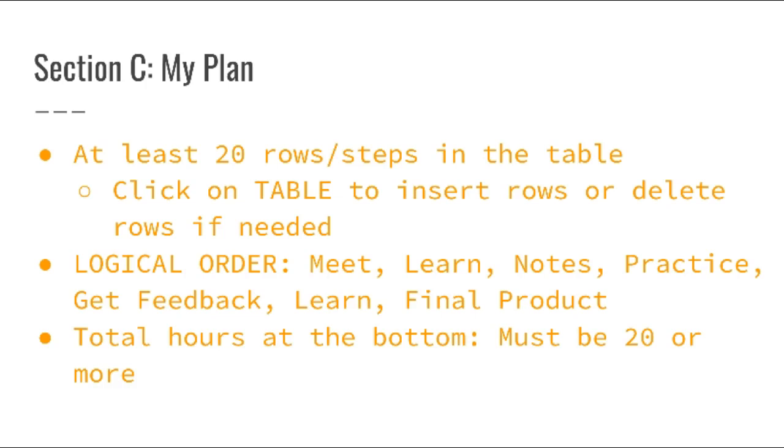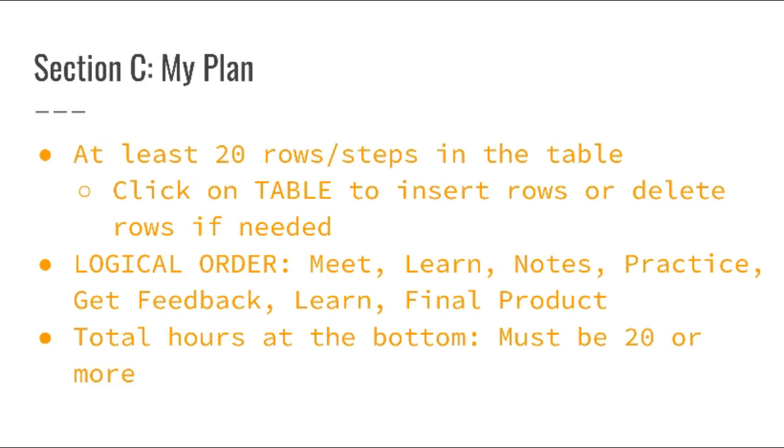Once you have completed your 5 learning steps, you will go on to the most detailed section of the proposal. This is Section C, called My Plan. As you look at the template, you notice that it is done in a table format. It is important to know first and foremost that to add or remove rows from the table, you will go to the top and click on the word Table. There you will see Insert Rows and Delete Rows, so be sure to use this if you need to add more rows to your proposal.